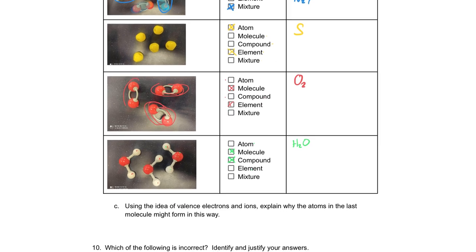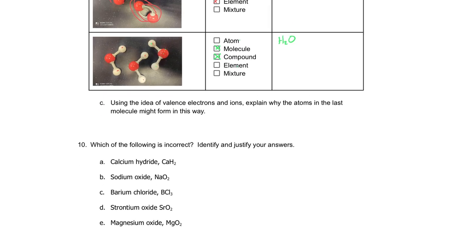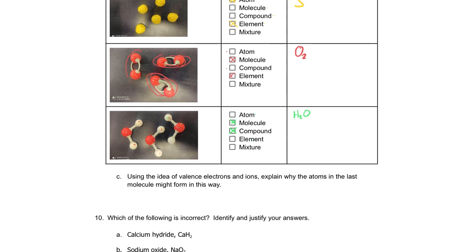Using the idea of valence electrons and ions, explain why the atoms in the last molecule might form this way.